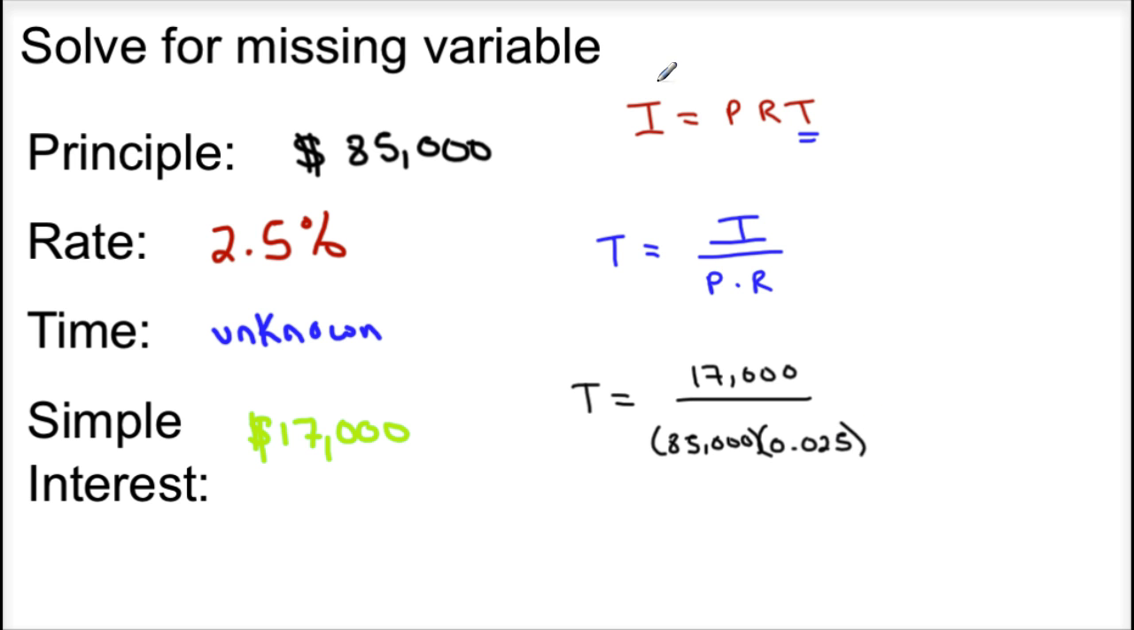0.025. Now if we're on the calculator, we want to put this in one step, we could put in 17,000 divided by, and in parentheses, 85,000 times 0.025, close parentheses. And when you do this, you should get an answer of 8, or 8 years in this case.